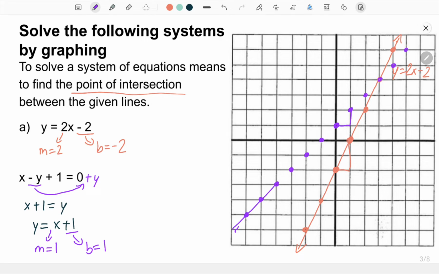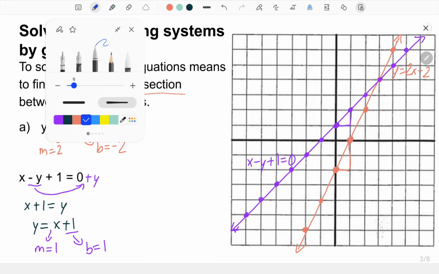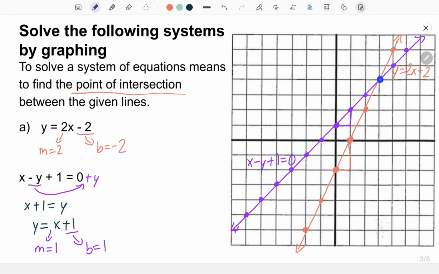Let's try that again, just to get it a little straighter with the ruler. Okay, there we go. There we have our line. I'll label this x minus y plus 1 equal to 0. All right. And what do we notice? Well, if you look at your two lines, they're going to meet up right here. That's the point of intersection.